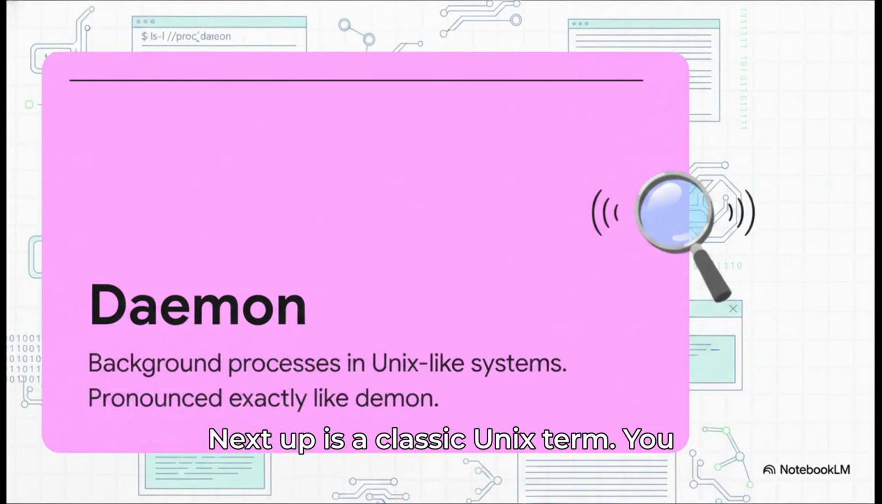Next up is a classic Unix term. You look at it and it seems like it should be pronounced daymon, right? But the process that runs your Unix backgrounds is actually pronounced exactly like the word demon. Just say daemon process and you are perfectly aligned with the industry standard. I know, it feels totally counterintuitive to how it's spelled, but hey, that's English for you.